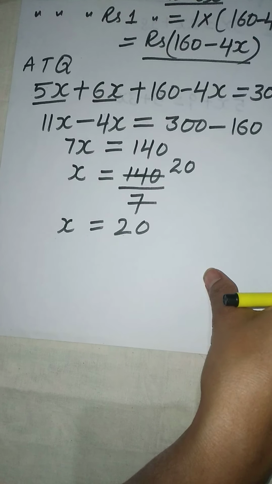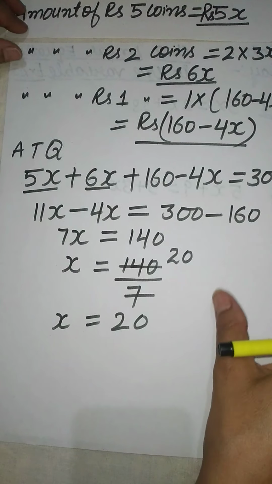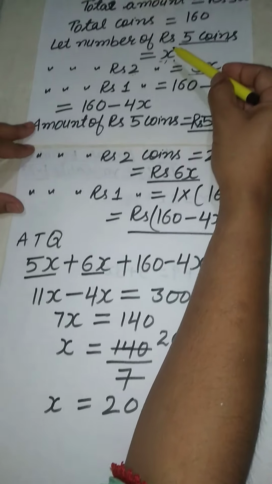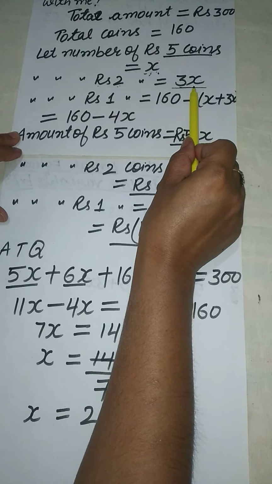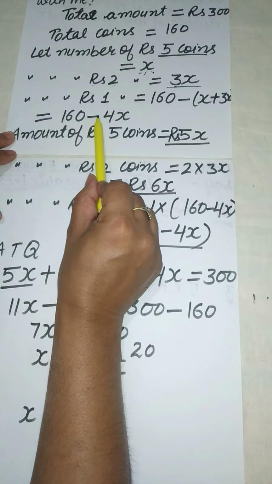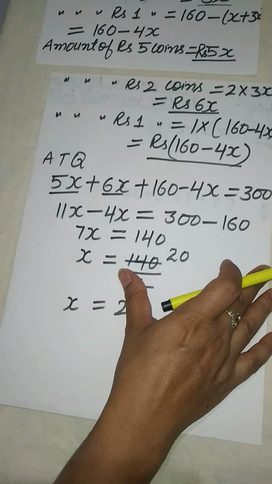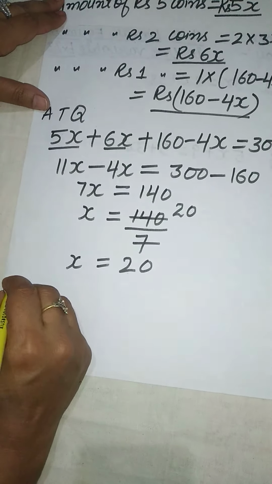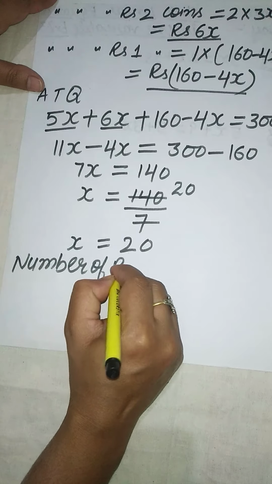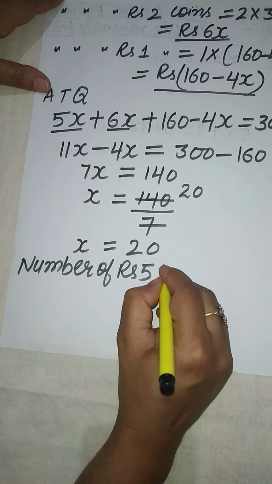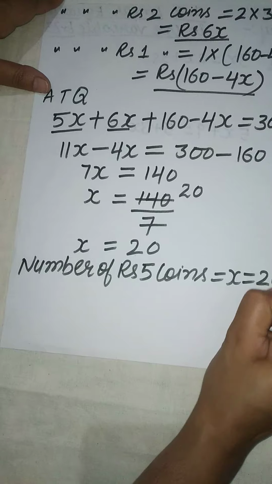We are to find the number of coins of each denomination. As we let in the question, rupees 5 coins are x, rupees 2 coins are 3x and rupees 1 coins are 160 minus 4x. Now we will put the value of x in this. So the number of rupees 5 coins is equal to x, which is equal to 20.